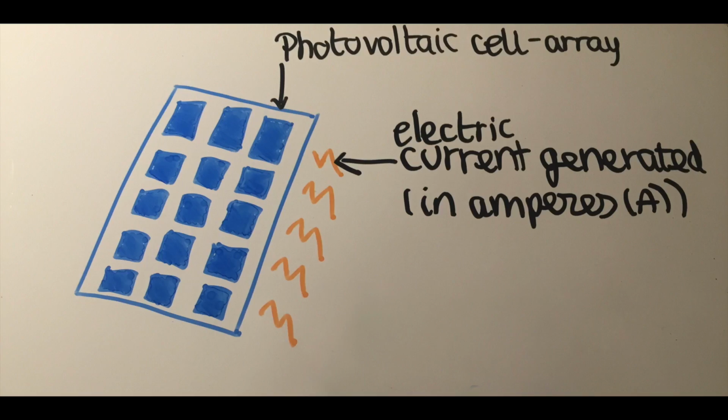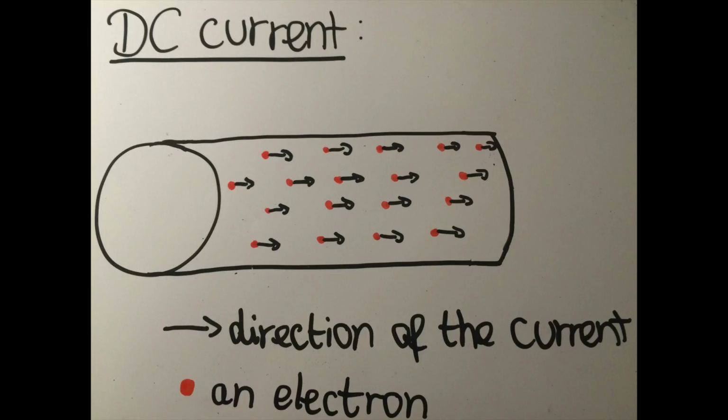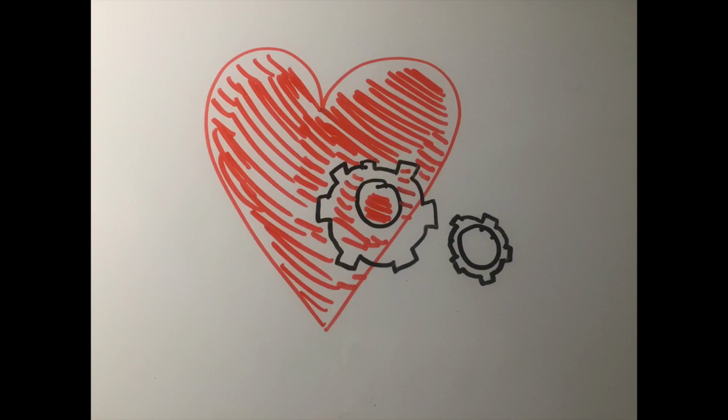This energy in joules is then converted into electricity with the help of photovoltaic cells, generating a current measured in amperes. The current is then transferred to a charge controller, which limits the rate at which electric current is added to an electric battery. The electric current is then transferred to a battery system that will generate a DC, direct current. A DC current is an electric current flowing in one direction only. Finally, this will help the pacemaker function.